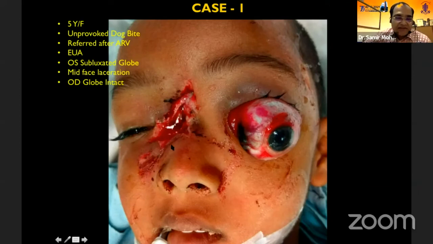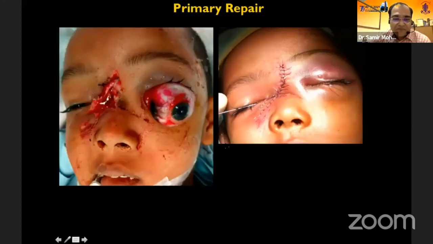There was a deep laceration of the midface and it was bone deep. So the left eye globe was intact. In the first attempt, we did a primary repair of the wound after thorough cleaning of the wound. The syringing was attempted and it was found to be patent. We enucleated the left eyeball.